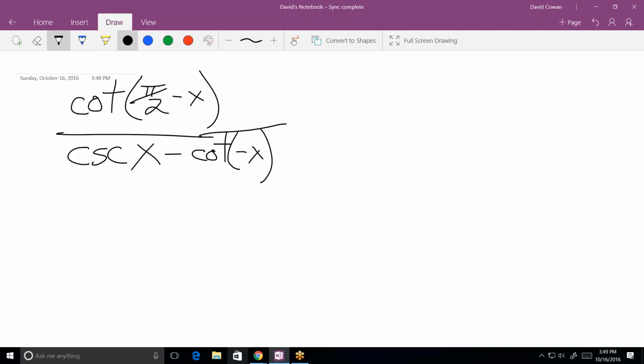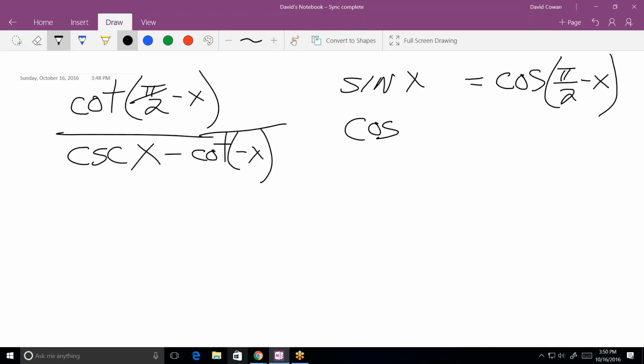Now, let's talk about cofunctions. What's the cofunction of sine? Cosine. That's the definition of cofunction. What's the cofunction of cosine? Sine. And here's what's true with all cofunctions, both of these are true. So this is true with sine and cosine.